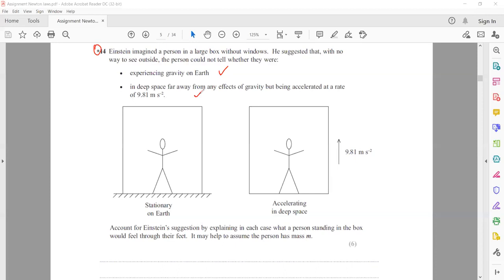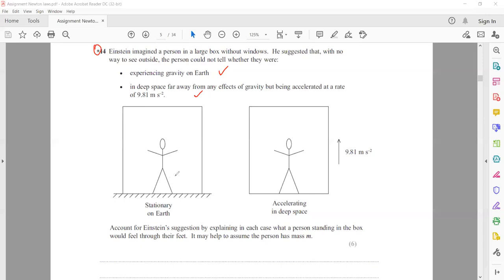So he suggests that if there is no window in a large box, they cannot tell. The person could not tell whether he's experiencing the gravity of the earth or whether he's in deep space, accelerating at the same 9.81. Account for Einstein's suggestion by explaining in each case what a person standing in the box would feel through their feet. You may also assume that the person has a mass m.